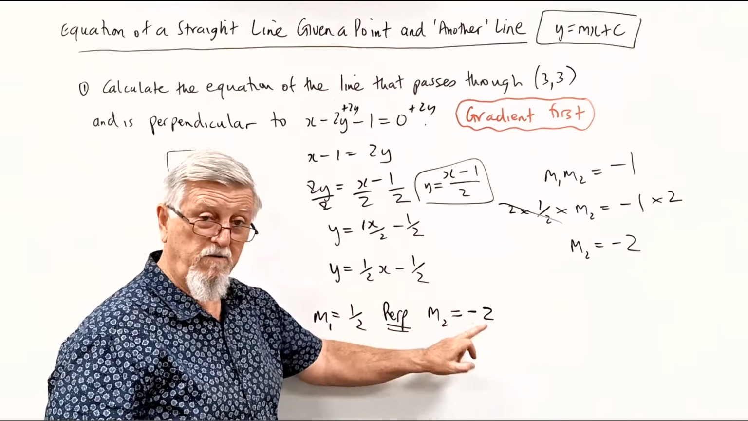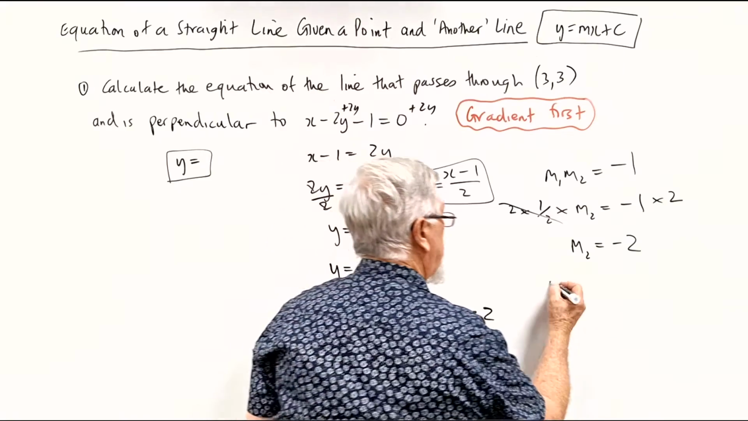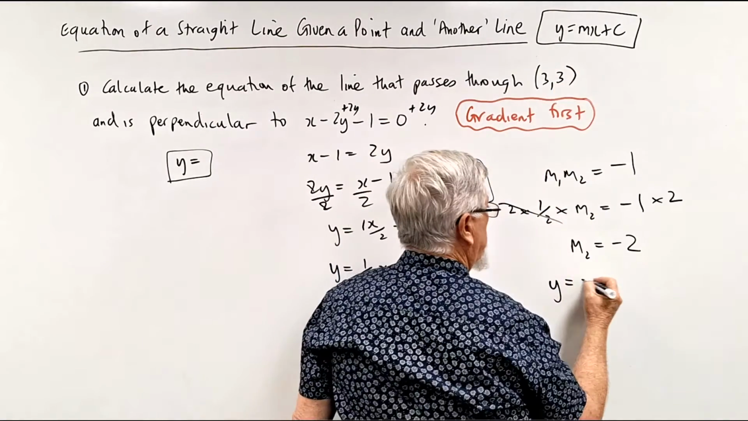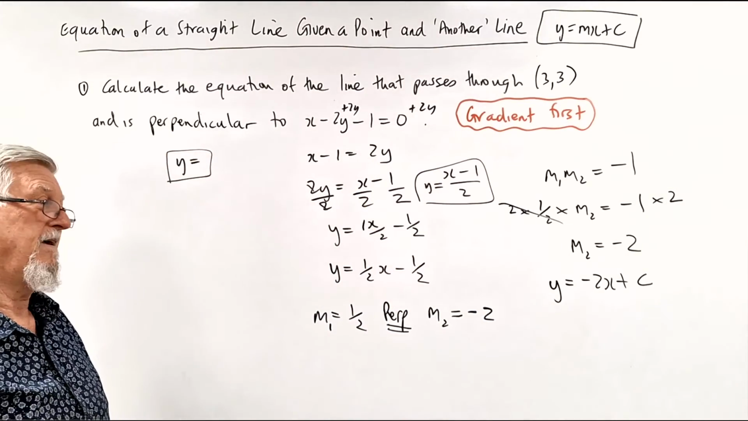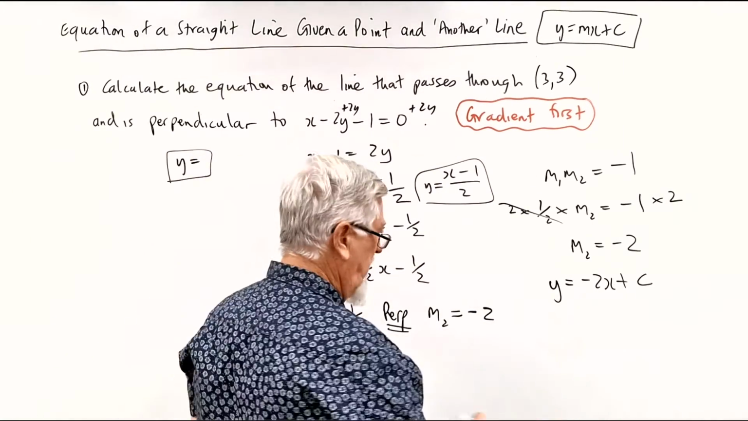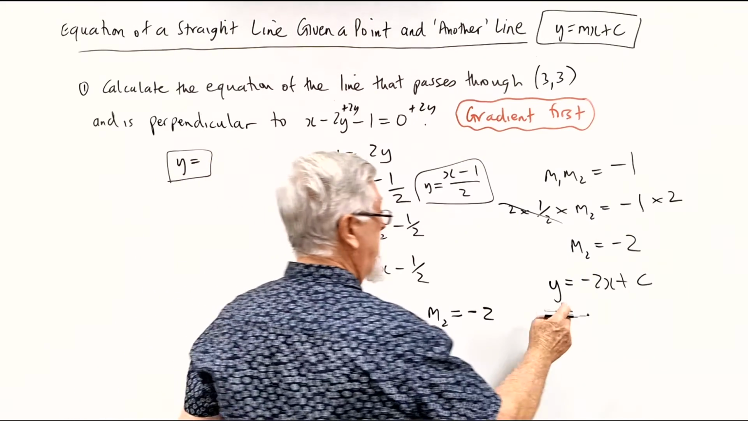So why were we looking for the gradient? To put it back into the equation of the straight line. So now we've got y equals minus 2x plus c. And how do I get the c value again? Come back to substitution. So I will nag people and write s with a lot of dashes, to get people to remember what to do.